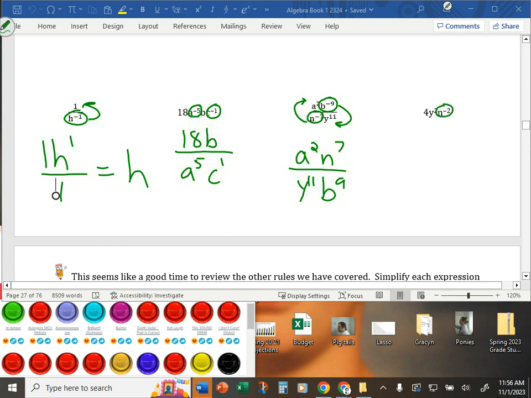Last one. N to the negative second is what gets moved. The 4 stays where it's at. The Y squared stays where it's at. N to the positive second in the denominator because it moves to the other part.